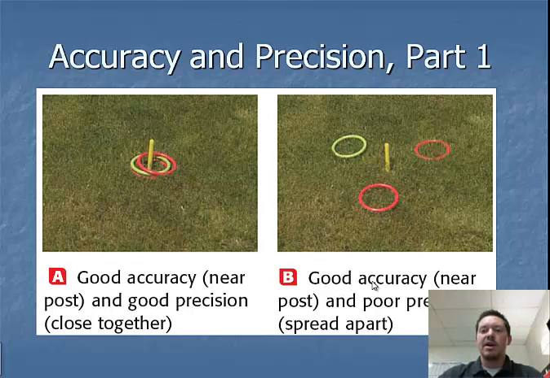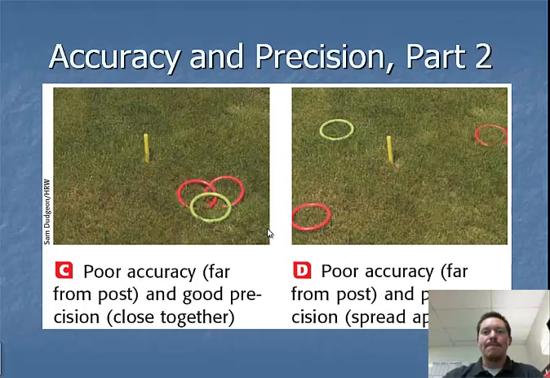On B, we've got good accuracy, so we're near the post, but we have poor precision because they're spread apart. And then we can look at the other 2 examples here. We have poor accuracy, but good precision. So poor accuracy, they're far from the post. We have good precision because they're close together. And then on this last example in D, we have poor accuracy because they're far from the post, and poor precision because they're spread out from each other.